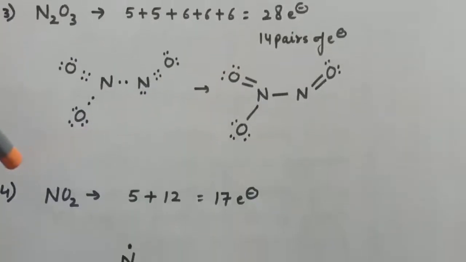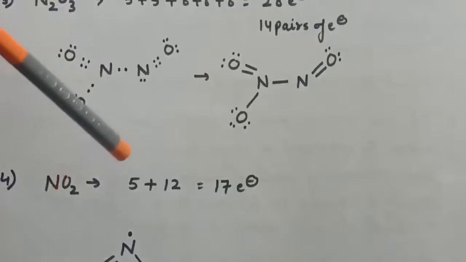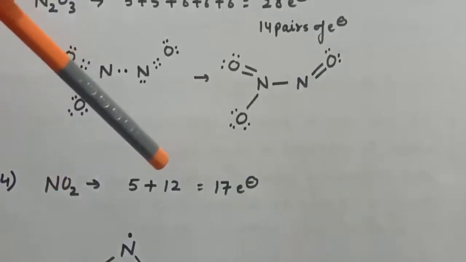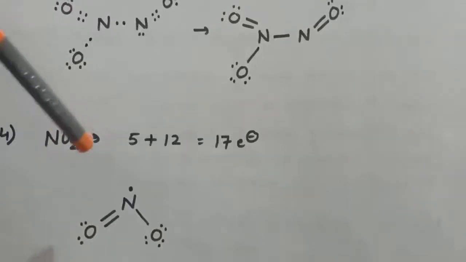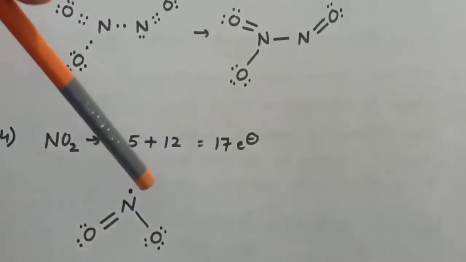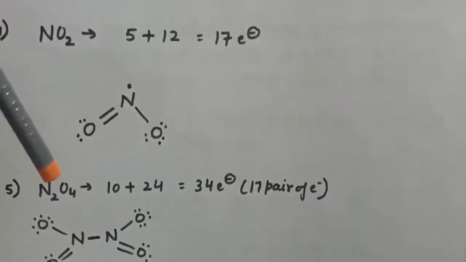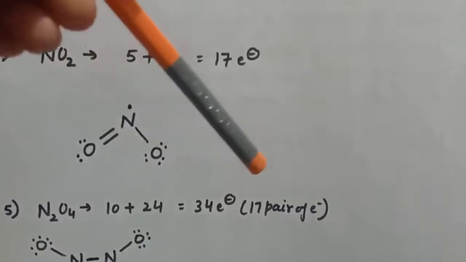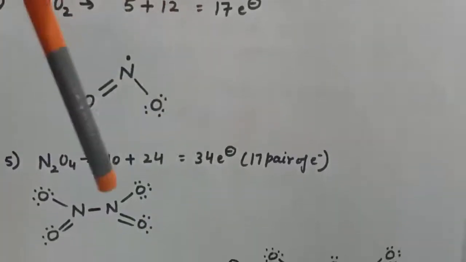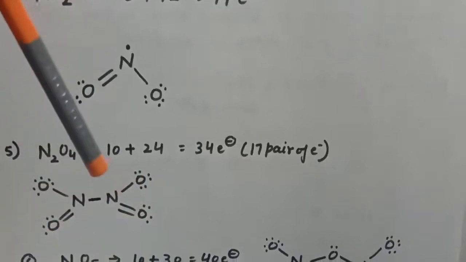Now the next oxide is NO2. Again, if we calculate the total number of valence electrons, it comes out to be 17. Again, this is an odd electron species and the odd electron is present on nitrogen. Next we have N2O4, that is the dimer form of NO2. Here we have 34 electrons, meaning 17 pairs. So this is the Lewis dot structure of N2O4.